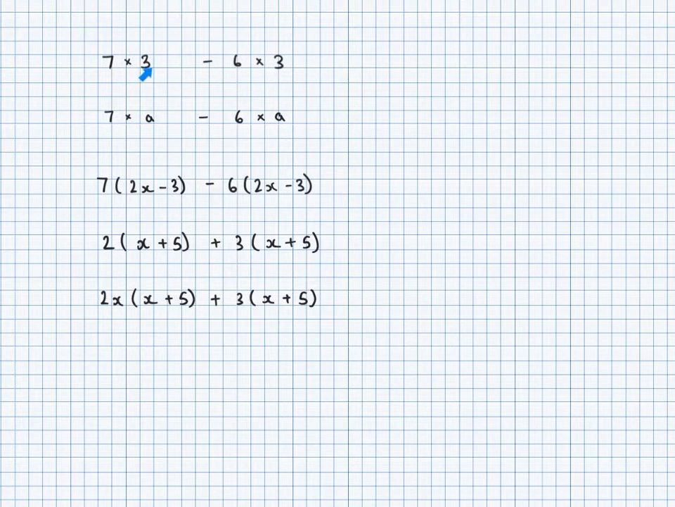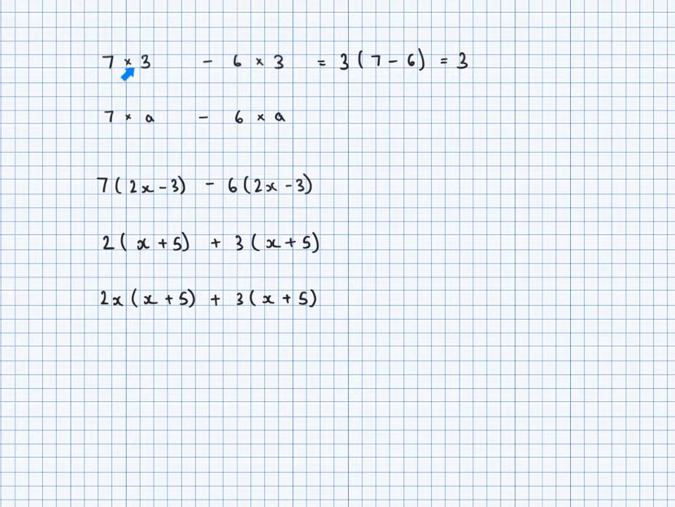The other way I can look at it is, well, 3 is a factor of this bit here, and 3 is a factor of this part here as well. So therefore the 3 will factorize. And if the 3 factorizes, we can say, well, that becomes 3 times (7 take away 6) like that. So that's one way we can look at it as well. And then we know 7 take away 6 is 1. This then becomes 3.